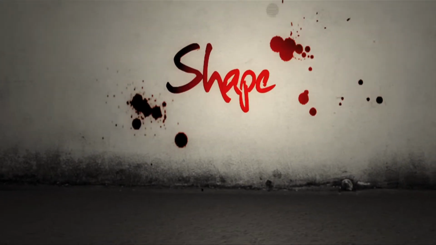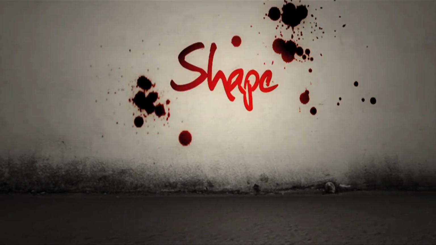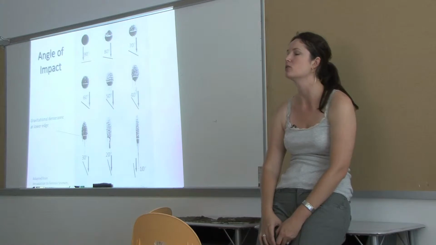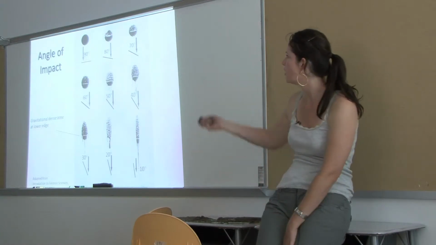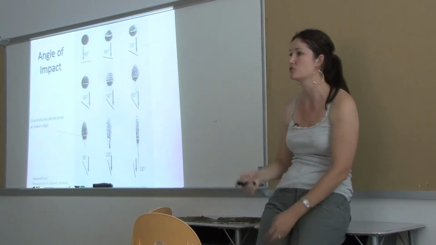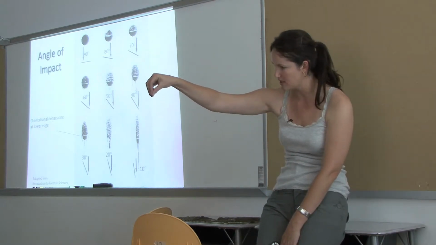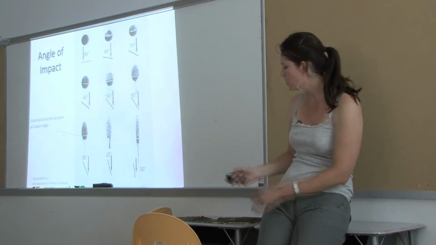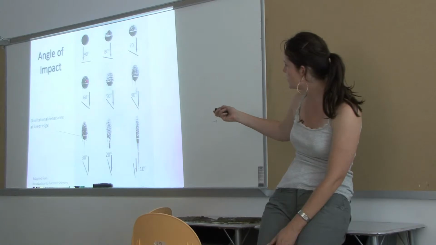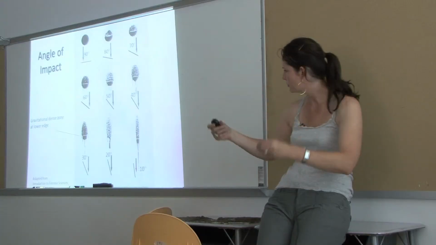The angle at which the blood drops determines the shape of the splatter. Different angles of impact. Okay, so a 90-degree angle is perfectly circular. That's if I dropped blood just like this onto the floor. So what do you guys notice happens as we start to increase the angle? Sort of longer and more oval shape, right?